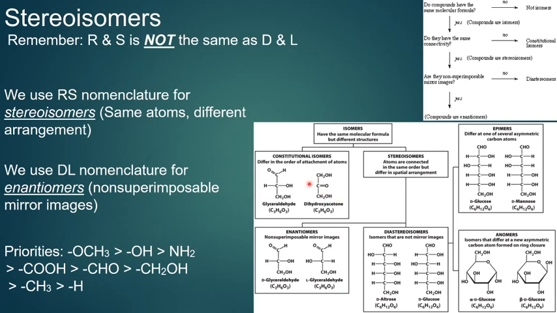So we can see that they do have the same molecular formula. They've got the same number of carbons and hydrogens and oxygens. However, they are ordered and arranged differently. So they've got different functional groups in this case.